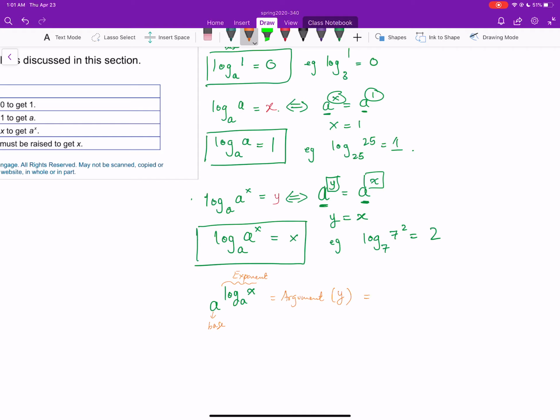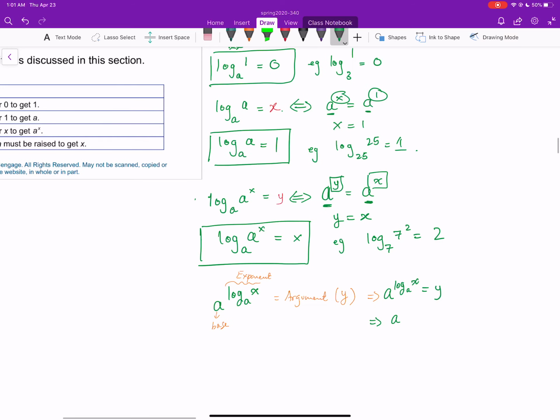So really, what this question is saying is a to the log a of x is equal to y. Now let's switch everything back into a log. So if we switch everything back into a log, this is going to become log a of y is equal to log a of x. Well, since I have the same log expression, that means that the argument y and x must be equal. So y is equal to x.